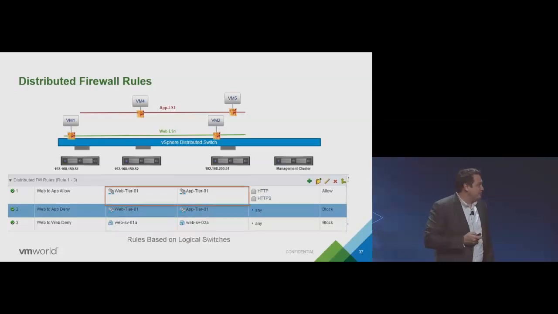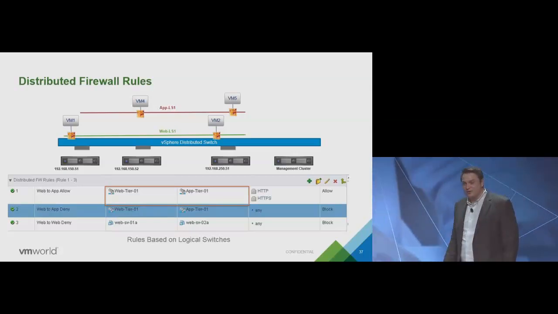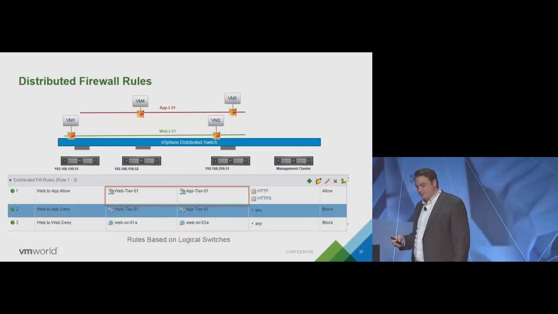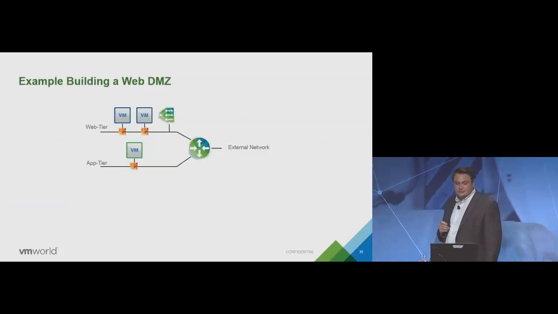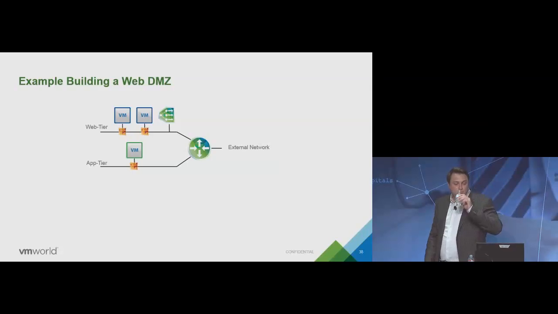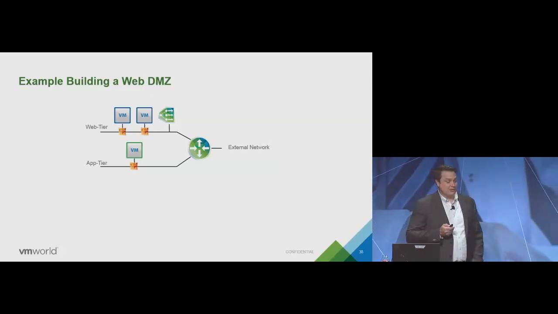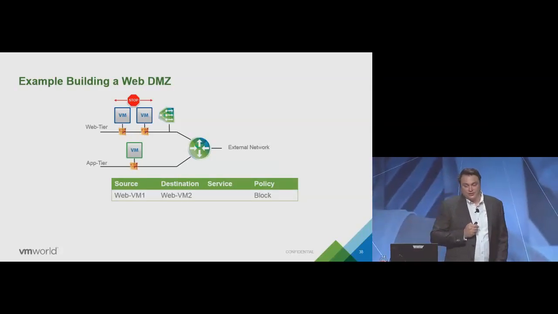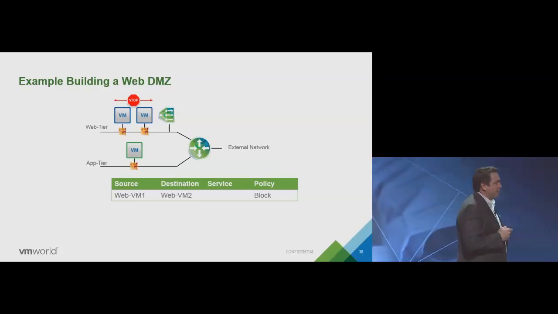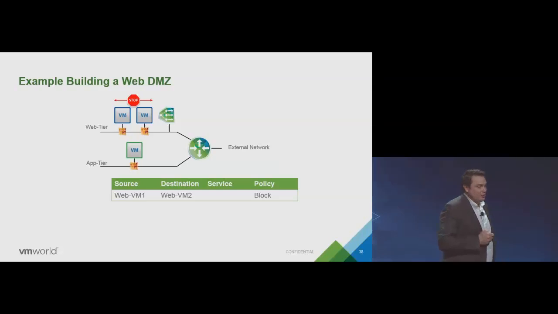So we can do VM names. We can do it by tiers, one tier to another, so web tier to app tier. We can do all of these different firewalling rules based off of these different attributes. So let's take an example of building a web DMZ. We have our web tier and app tier and our distributed firewalling put in place. First of all, we want to stop web tiers from talking to each other. Say one web VM is infected. We don't want it to infect any other web VMs. So let's just stop it right there.